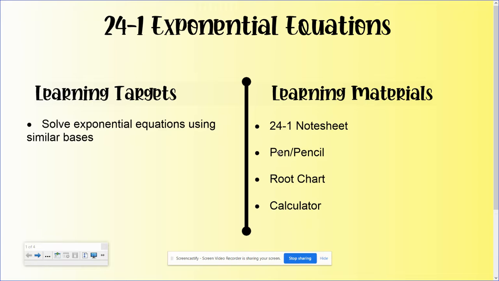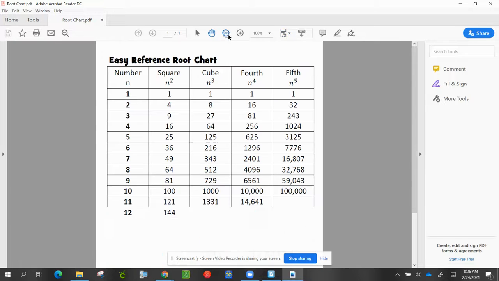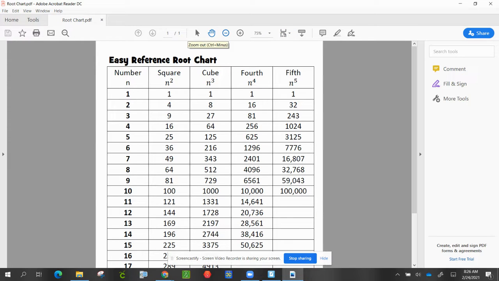Make sure you have something to write with, a calculator to help you solve. Then you're also going to want the root chart that I posted in Google Classroom. Okay, so the root chart looks like this. Let me zoom out so we can see it all on one screen here. And I posted this in the class materials in Google Classroom, so we can use it for multiple sections.